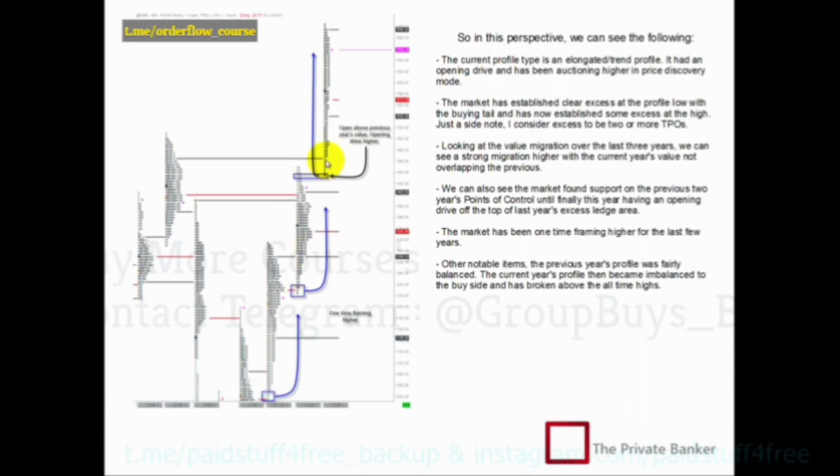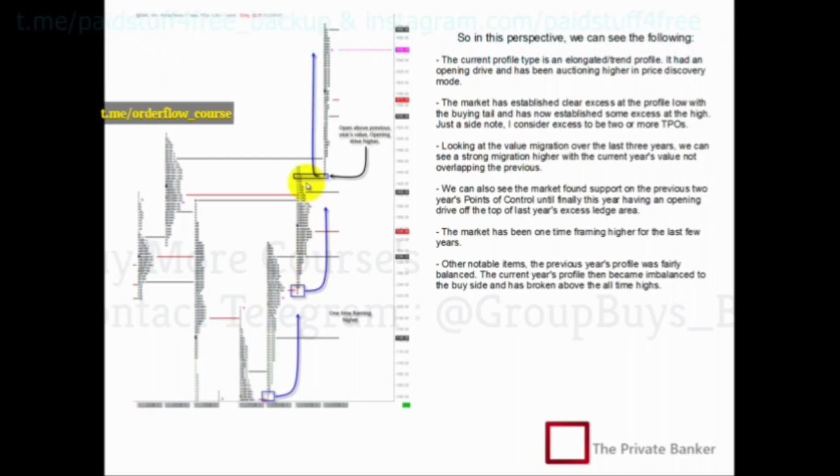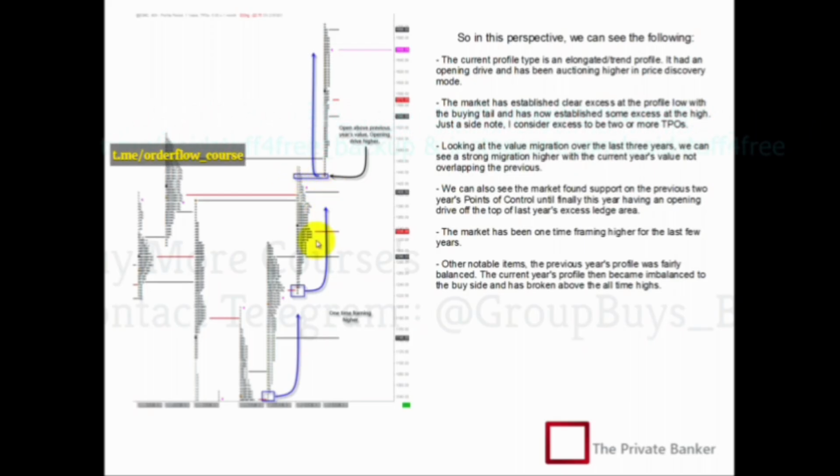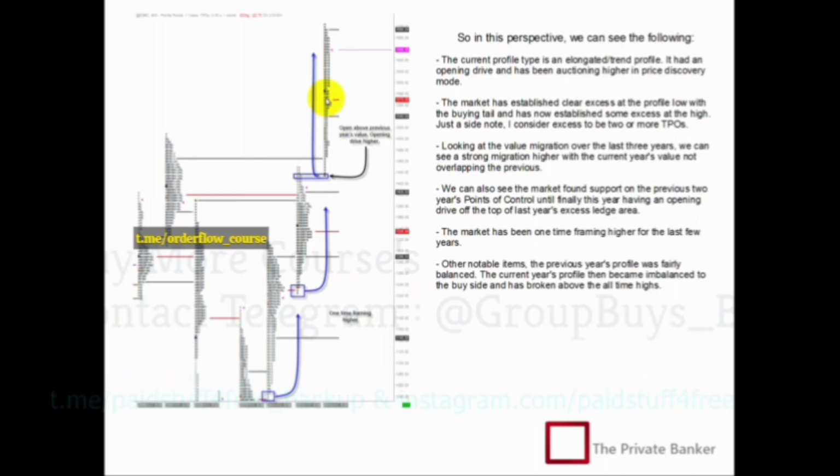Another notable thing here is the previous year's profile was fairly balanced. However, the current year's profile is imbalanced to the buy side as we're going into these all-time highs. Again, what does that tell us? Well, the market kind of found two-way trade there and some balance, and all of a sudden something has changed, and we completely reject our previous year's range or balance. And not only that, but we completely blow through the all-time highs balance as well. So really spent very little time at these levels. So the market is completely out of balance and very strong trend higher here.